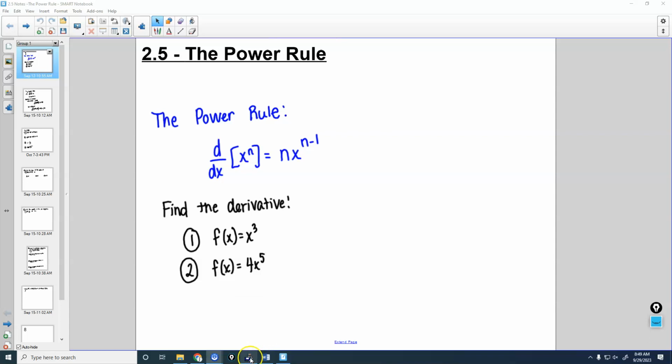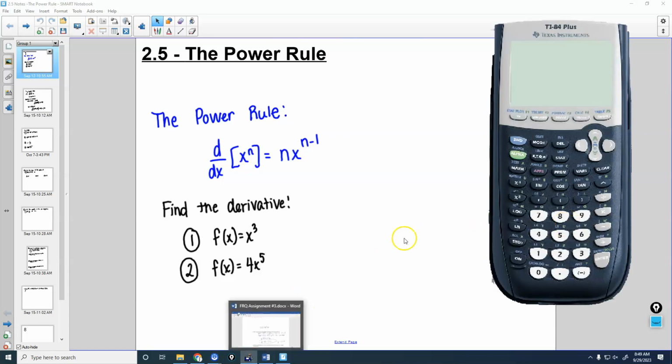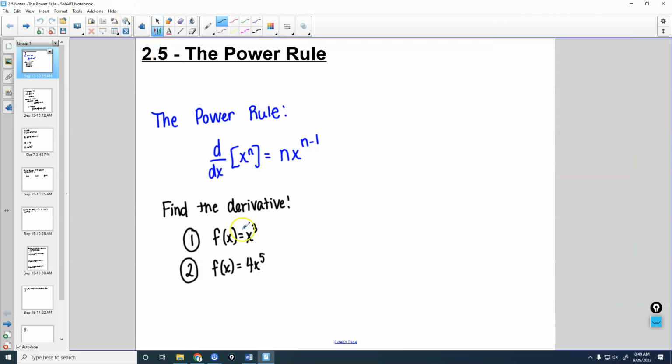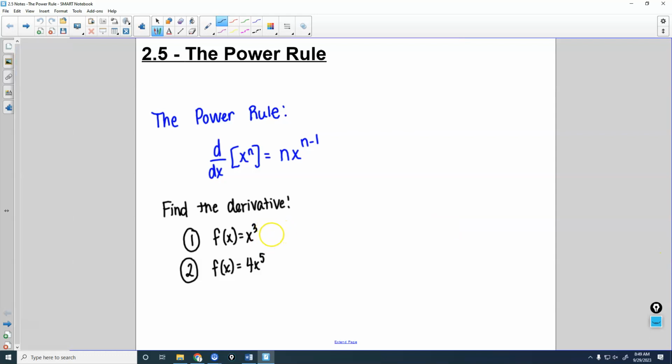We could do the whole limit definition of a derivative. It'd take us forever to do. Or we can simply say, for this problem, f prime of x would be 3x squared.